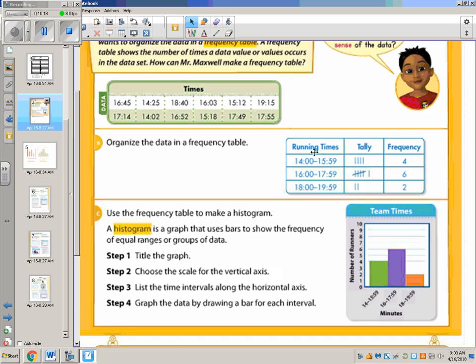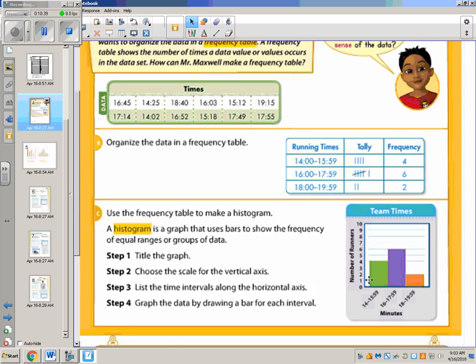So then you're taking the numbers that were on your frequency table, the scales that you use to make your tallies, and you're just putting them on the bottom of your graph. So they had 14 minutes to 15:59, 16 minutes to 17:59, and 18, and so forth.